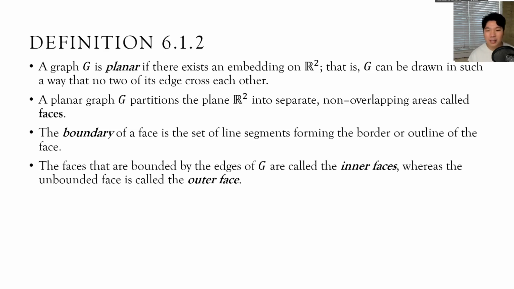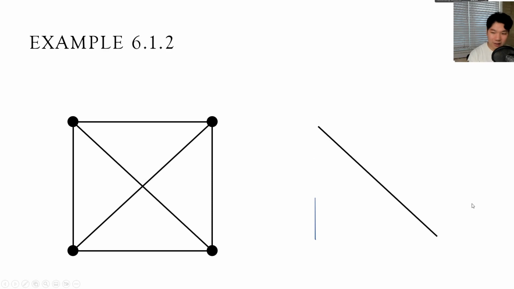So a planar graph G partitions my plane, my two-dimensional space, into separate non-overlapping areas, which we're going to call faces. Whenever I talk about a face, I'm also going to talk about the boundary of the face, which is the edges that create the border, or you can say the outline, of the face. And as you'll see in just a moment when I bring up an example, the faces bounded by edges of G, we're going to split into our inner faces versus our outer unbounded face. So, for example, I showed it a little prematurely here on the right, but here on the left I have K4.